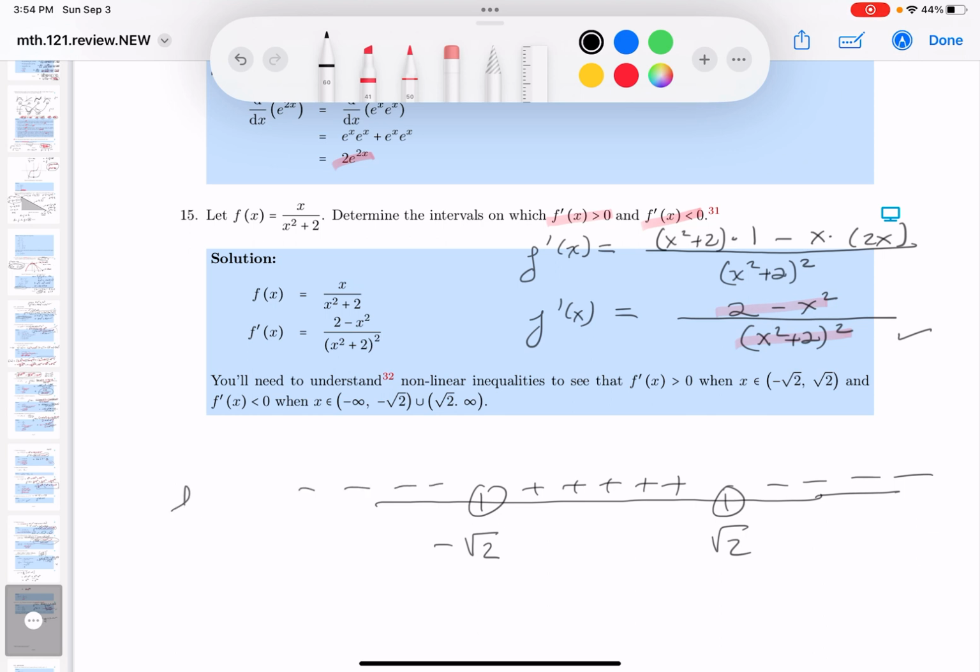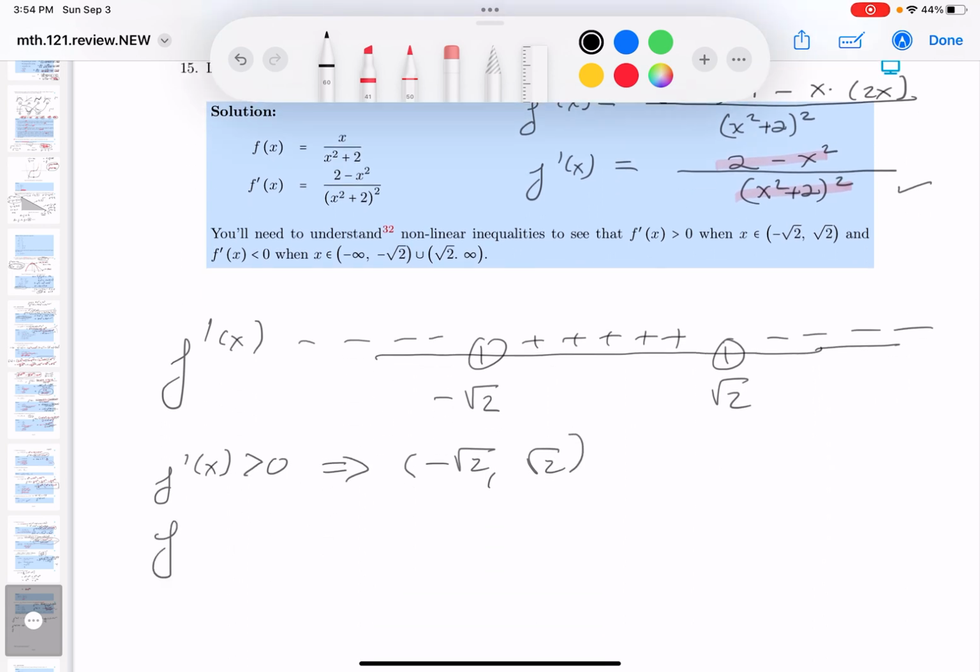Now again, this is the analysis of the derivative. I know where the derivative is positive, I know where it's negative, and I know where it's 0. What's their question? When is f prime positive? Well, I'm looking at it, it's positive from minus root 2 up to root 2. Then the other question is, when is the derivative negative? And this is important information. From minus infinity up to minus root 2, union root 2 off to infinity.